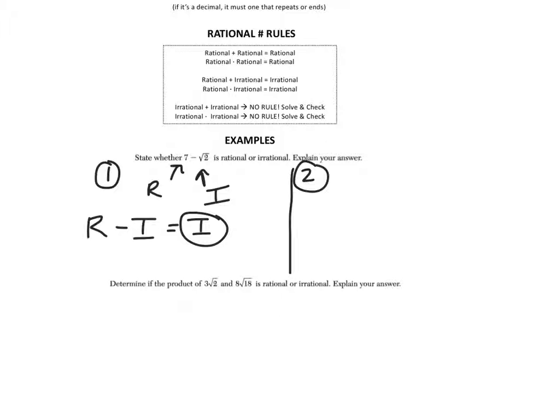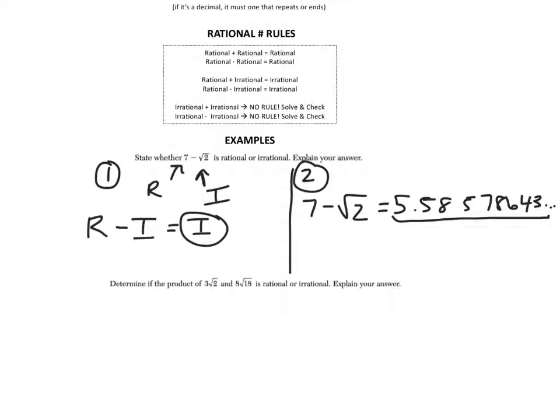Your other option would be to enter into your calculator 7 minus the square root of 2, which equals 5.5857864, and it keeps going and going. So now we're looking at this number, and we need to decide if that's rational or irrational. This decimal does not end and it does not repeat, therefore it could not be written as a ratio of integers, and that's going to make it irrational. So we would write irrational because this number cannot be written as a ratio of integers.